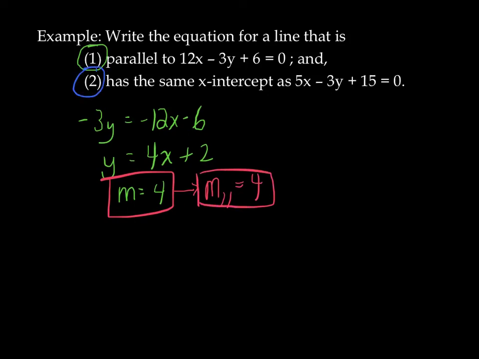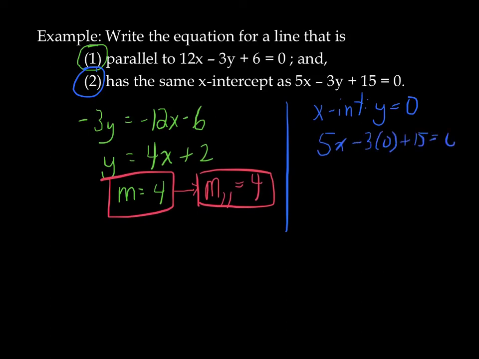Clue number 2 has the same x-intercept. Well, the x-intercept is the point where y is equal to 0. All right, so we've got 5x minus 3 times 0 plus 15 equals 0. So 5x plus 15 equals 0. 5x equals -15, or x equals -3. So the x-intercept is -3. That's the point, -3, comma 0.